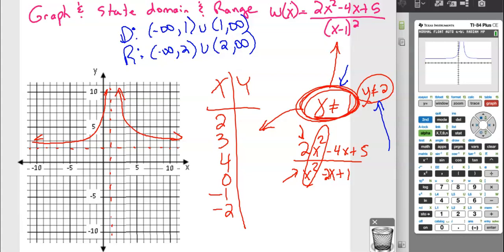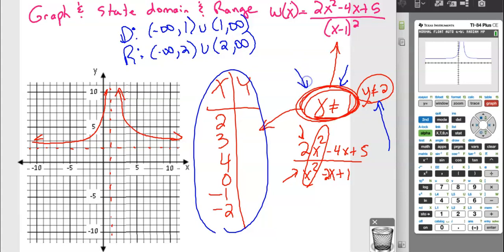So that's how you graph rational functions, and considering asymptotes and using the calculator is very handy, but you don't need to. You can always just make an XY chart as long as you recognize your x and your y, your horizontal and your vertical asymptotes.